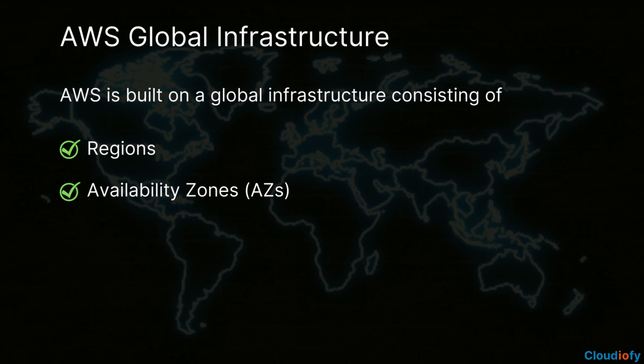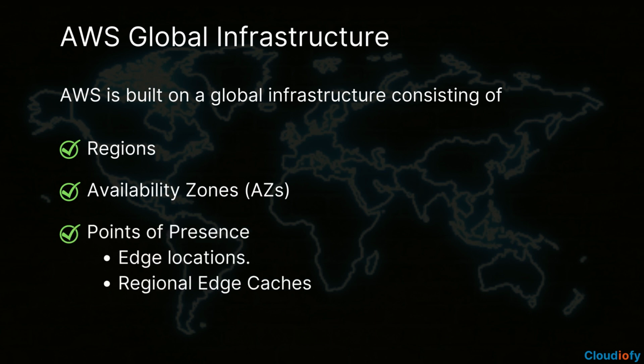Availability zones. There are approximately 99 availability zones available within the AWS infrastructure. And points of presence. AWS has deployed over 450 points of presence globally. It includes more than 400 edge locations and 13 regional edge caches.